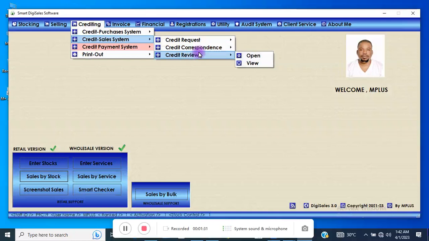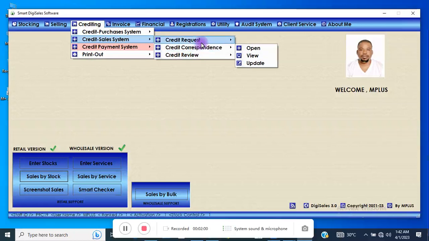Then this credit review is for the authorizer. The authorizer is the owner of the business. He or she comes to read the credit review and authorize the credit transaction. Then when he authorizes, then the credit can go on for you to issue items under indirect credit sales.